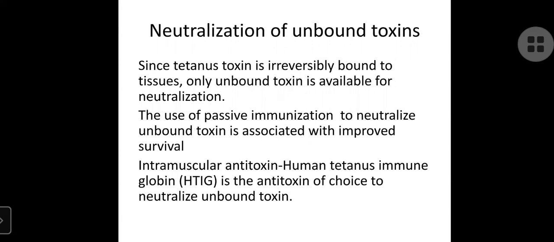Now, the next goal is neutralizing the unbound toxins. We learned earlier that once the tetanus toxin is bound, it cannot be reversed. Since the tetanus toxin is irreversibly bound to the tissue, only the unbound toxin is available for neutralization. So the main aim there is to tackle the unbound toxins. Passive immunization to neutralize the unbound toxin is associated with improved survival.